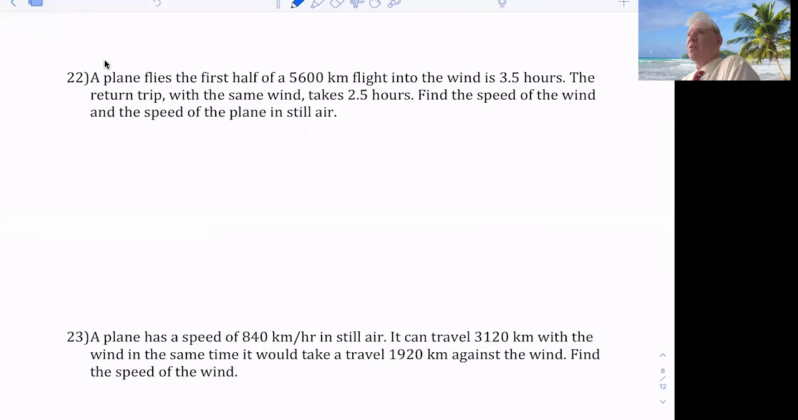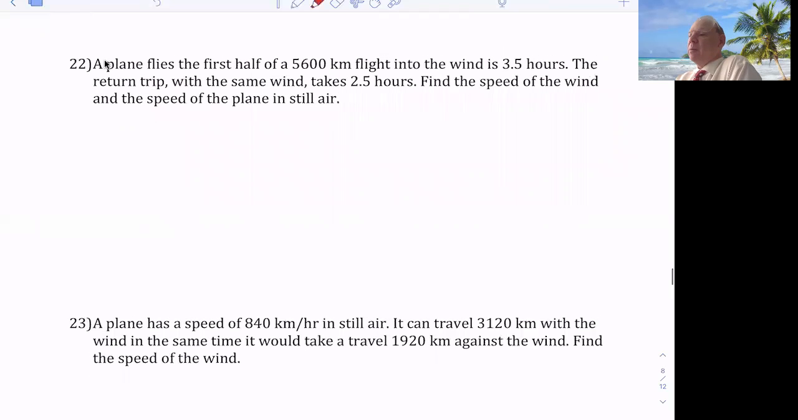All right, now this one I can understand some confusion, so I'll make it clear. A plane flies the first half of a 5,600 kilometer flight into the wind. So what does that mean? Can somebody tell me? Yeah, you would divide the 5,600 by 2, right? Does everybody agree with that?